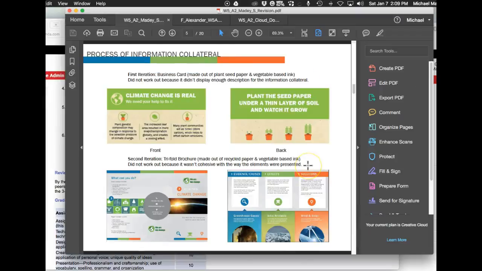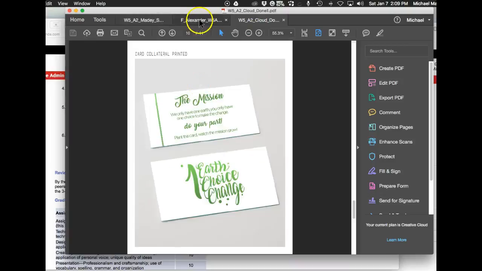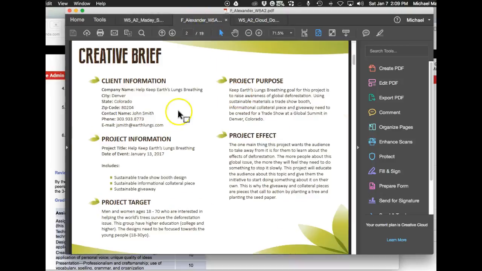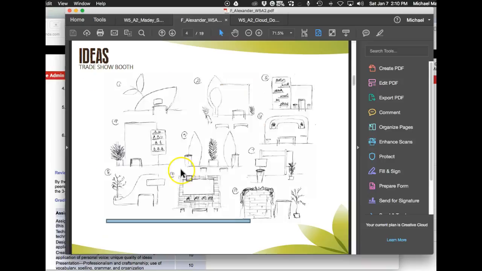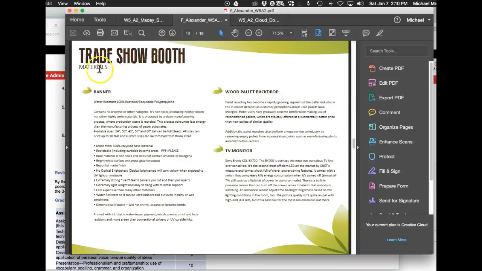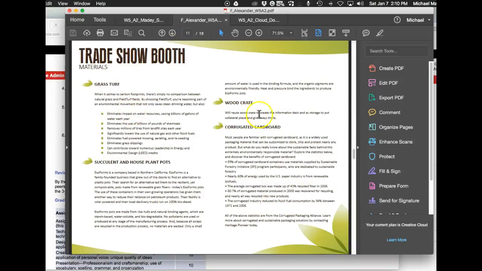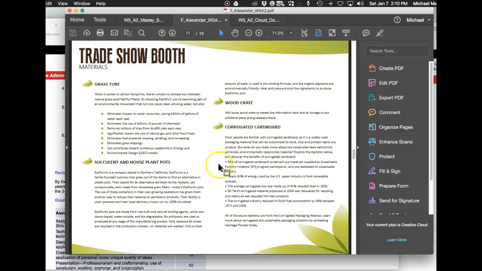Okay, and then back to this presentation, and it's really just super interesting. And it describes everything. Look at this one over here. Everything is described. Project purpose, project effect, the target market, project information, the most important thing about the project, requirements of the project, the schedule for the project, materials list. Here's a 2-page materials list for the banner for the trade show. 2 pages of materials, beautifully designed.